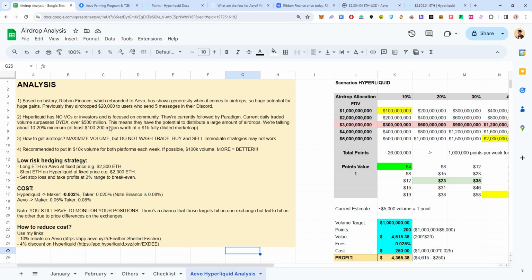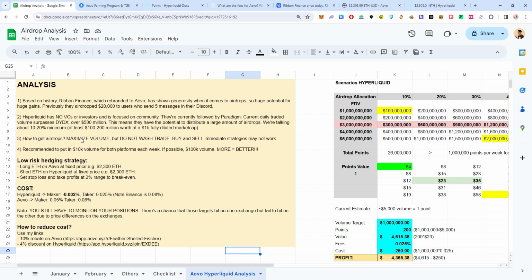Based on this, the potential for them to distribute a large amount of airdrops is there, and we are talking about at least 10-20% minimum. Why can we derive 10-20%? Because we know there are no VCs involved, which means there are a lot of tokens that they can distribute to real users, not just to people who fund the platform, because there is no one funding the platform right now. So we know the airdrop allocation is going to be generous, large, and huge. So how do we get airdrops for both platforms?